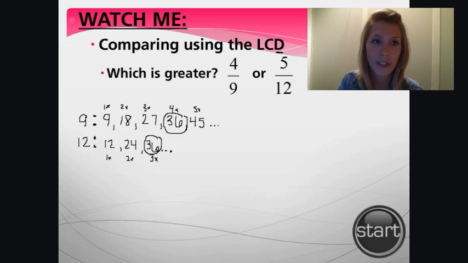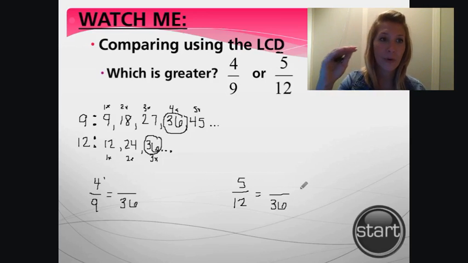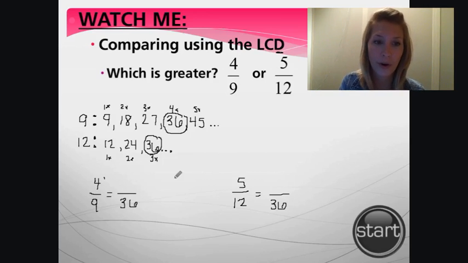Now that's just the first step. The second step is to now write equivalent fractions, 4/9 and 5/12, with the least common denominator of 36. In order to do that, we have 4/9, and we need to set that to have a denominator of 36. And the same thing with 5/12, we need to set our denominator to 36 so that we can compare our numerators to figure out which one is greater.